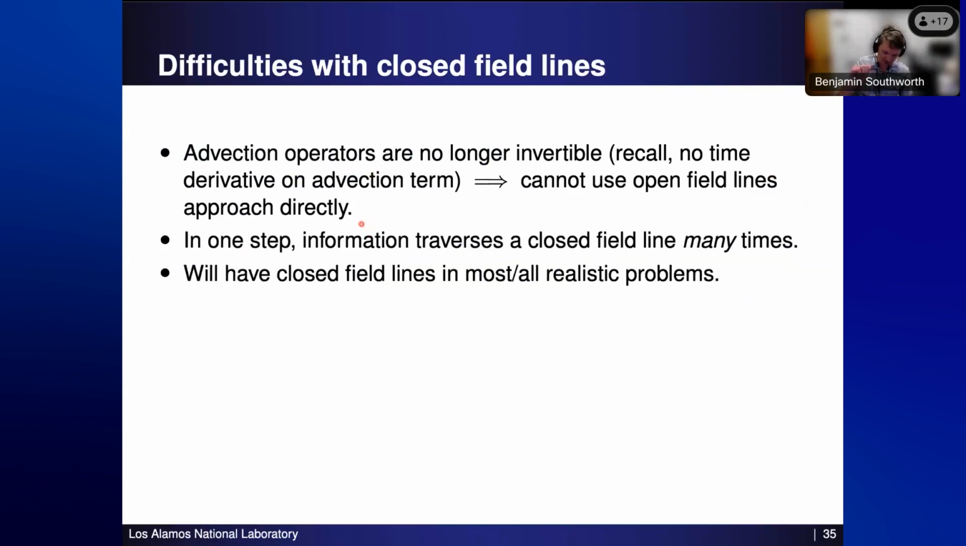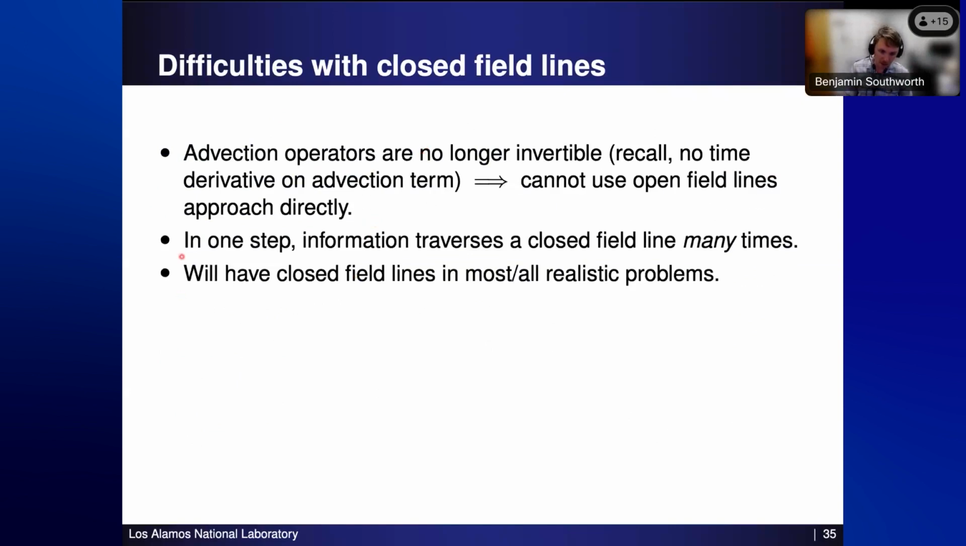There's no time derivative on the advection. It's really on the mass matrix and the primal operator. And so we have these steady advection operators. So if those are not invertible, then we can't use that same kind of reorder-and-solve-each-advection-block approach for closed field line problems.